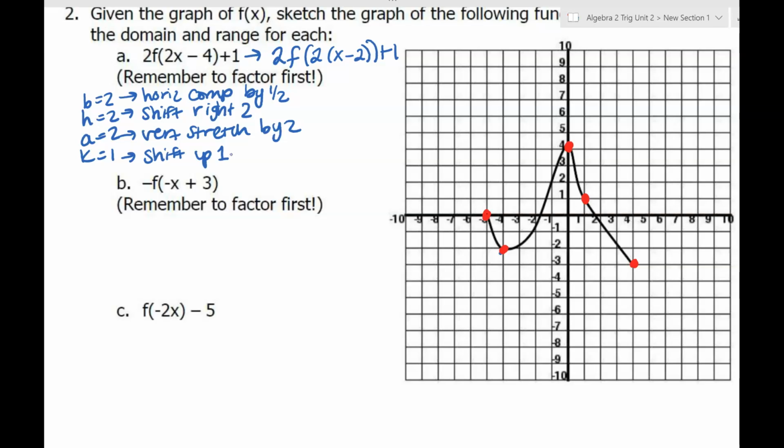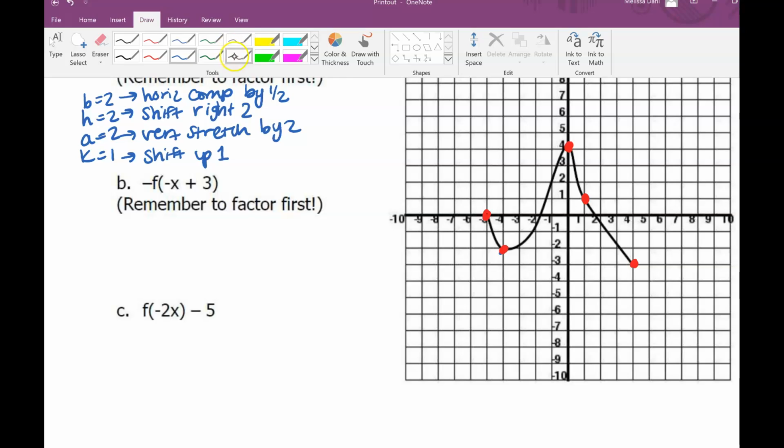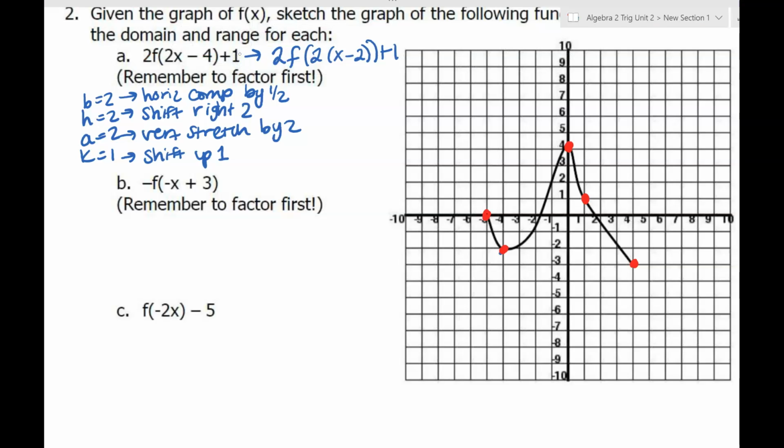So I'm going to take each of the points I have marked. I'm kind of using them for reference, and I'm going to do the horizontal compression first so you can see what those would look like. And then I'll move on to something else. So the horizontal compression would take the horizontal distance and cut it in half. So this point is at 5 horizontally away from the axis. It would change to a position of 2.5.